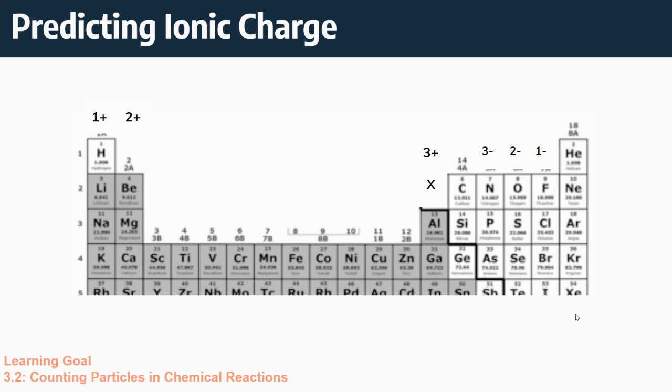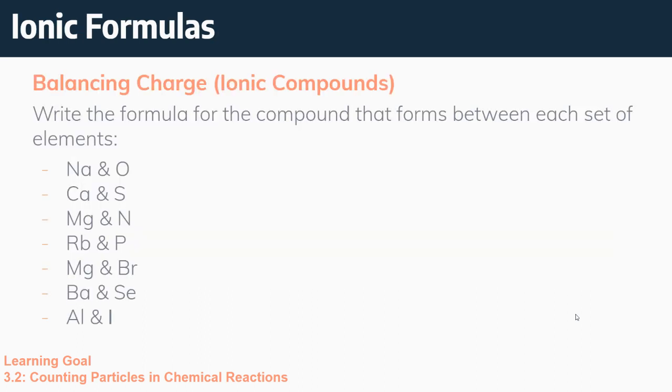We then have to be able to use those charges to write ionic compounds. So again, in an ionic compound, a positive charge and a negative charge are attracted together. That electrostatic attraction creates that really strong ionic bond.